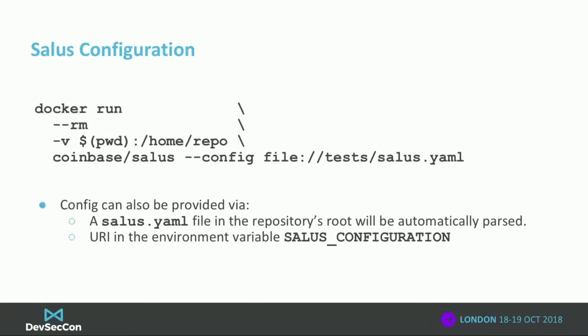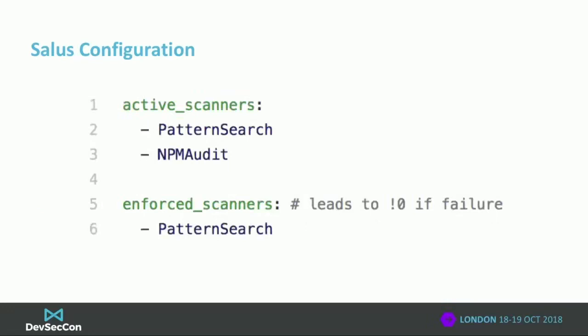Making the Docker command slightly more complex, you can give the config flag and just point to a particular file. Salus configuration is just a YAML file, and you can tell it what to run. If you just have a salus.yaml sitting in your repository, it will automatically look for that, so that's an easy way to do it. And if for some reason you would like to use an environment variable, you can use that as well.